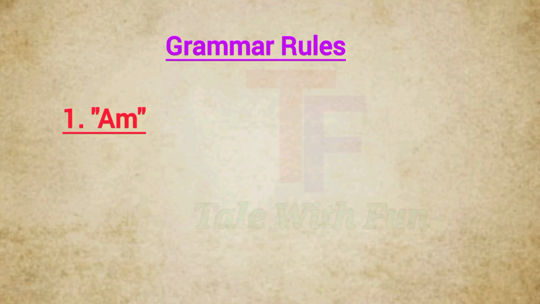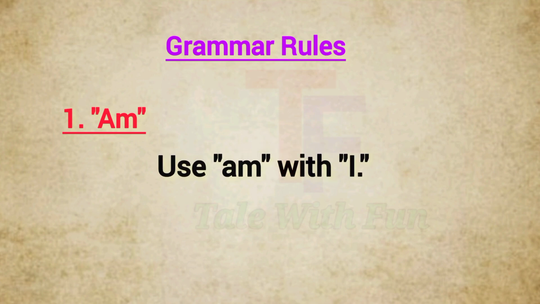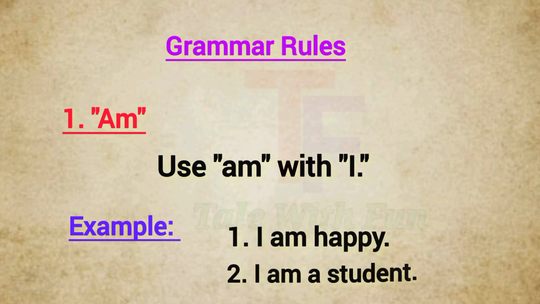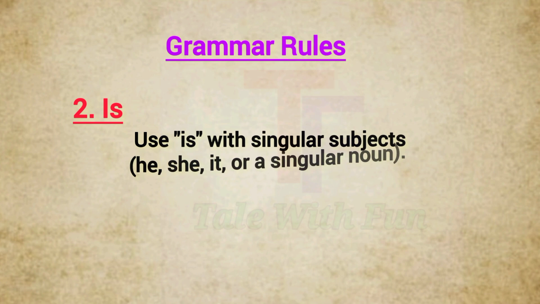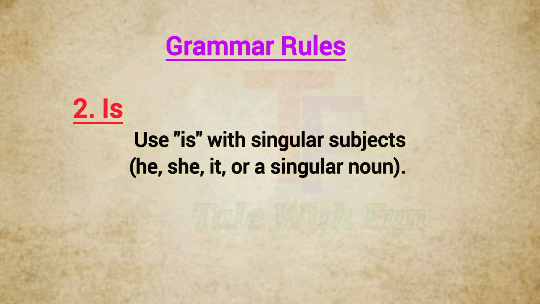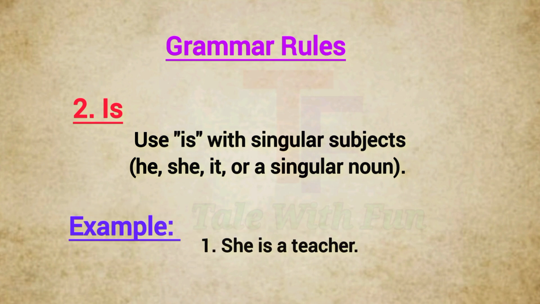Let's see where to use am. Use am with I. Example, I am happy, I am a student. Is. Use is with singular subjects like he, she, it, or a singular noun. Example, she is a teacher.